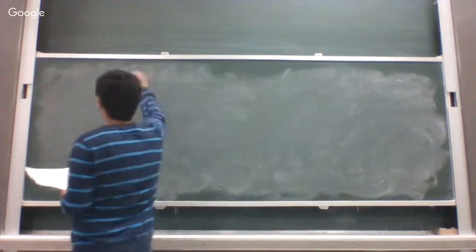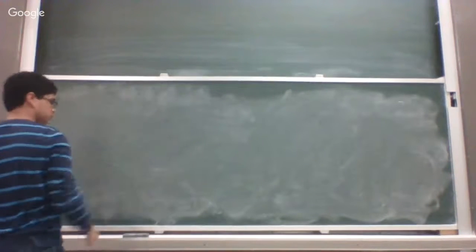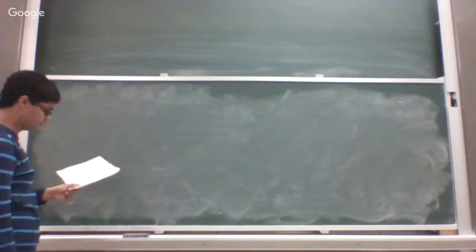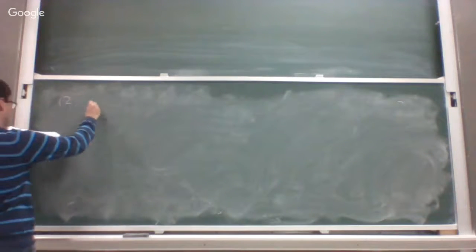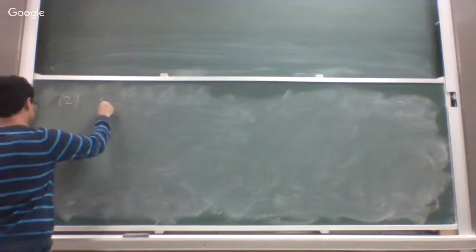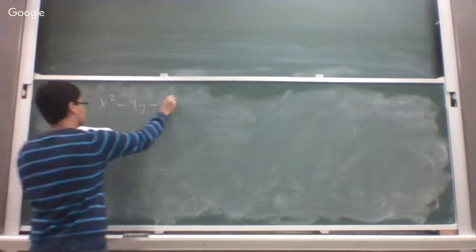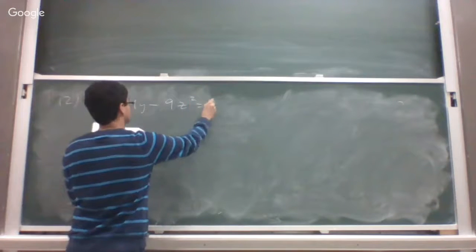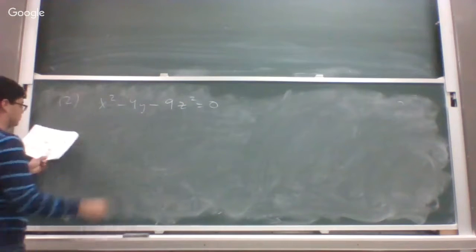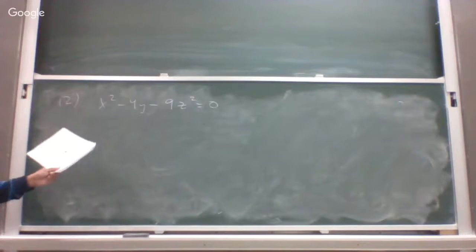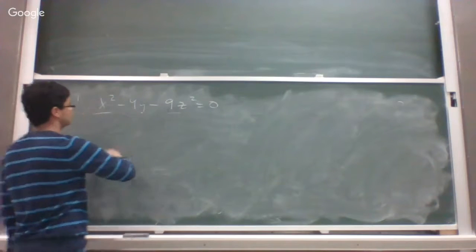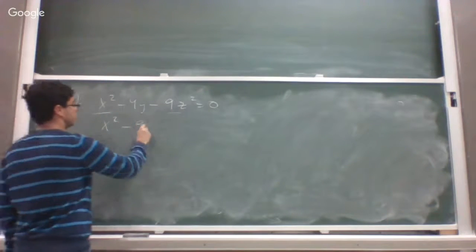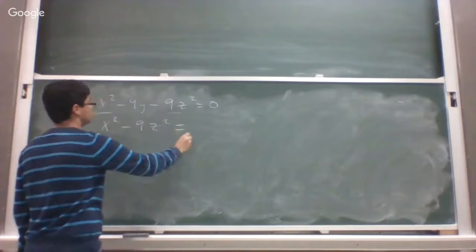So the last one is with traces. We are given the surface x squared minus 4y minus 9z squared equal to 0. We have to put it in standard form. You want to always put your quantities that are the second power on the same side, so we can do x squared minus 9z squared equal to 4y.